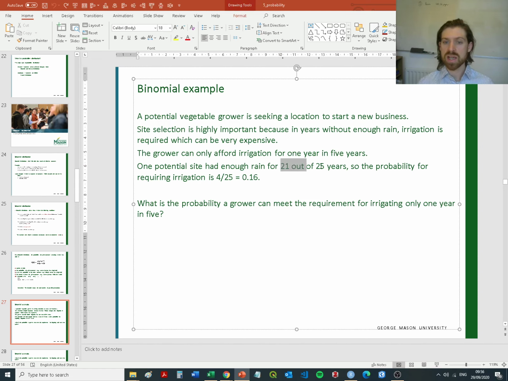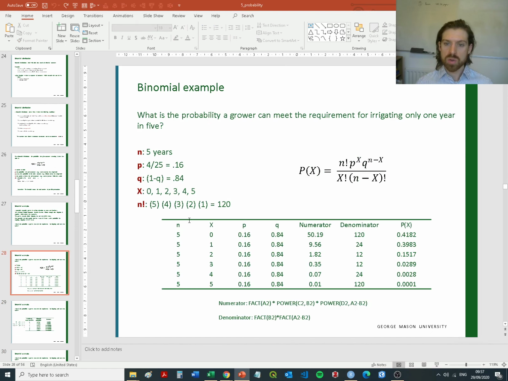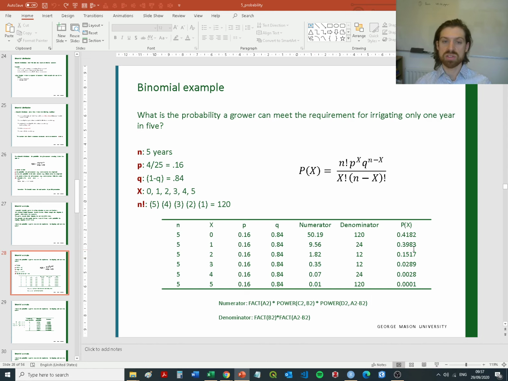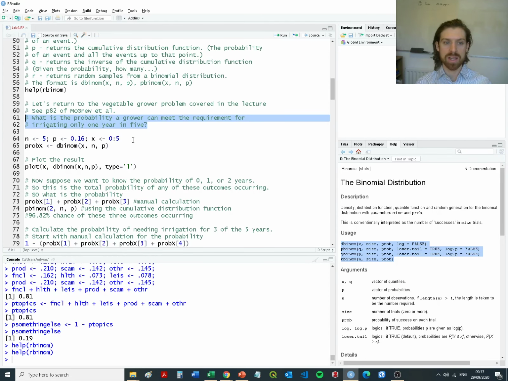And for this particular site, the site's been fine for 21 out of 25 years. So we can get the probability of requiring irrigation as essentially the 4 years where you had to irrigate over the 25. So it's about 0.16, so a 16% chance that any 1 year might require irrigation. So we're going to move this forward, and I provided you with the Excel formulae for the numerator and the denominator and some of the inputs so that you could generate this distribution kind of by hand in Excel.